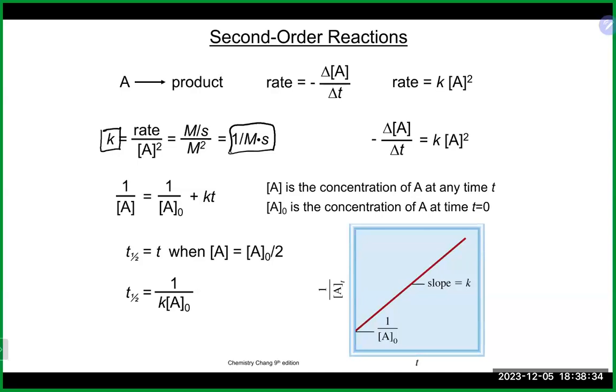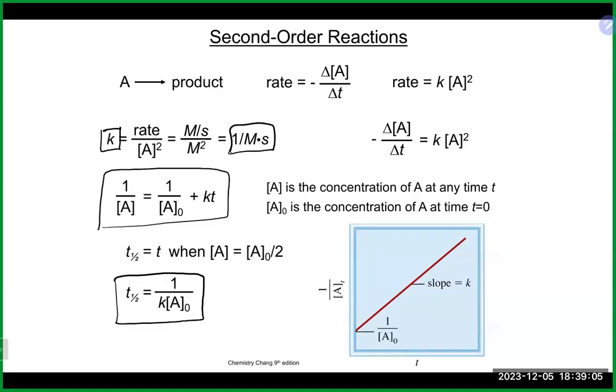1 over molar seconds. Much like first order, the unit of time doesn't always have to be seconds, but it's basically 1 over molar and some unit of time. But seconds is very, very common. There's also an integrated rate law for second order here, which is 1 over the final concentration equals 1 over the initial concentration plus kt. And the half-life equation is also a little bit different than what we see for first order. It is 1 over k times the initial concentration.